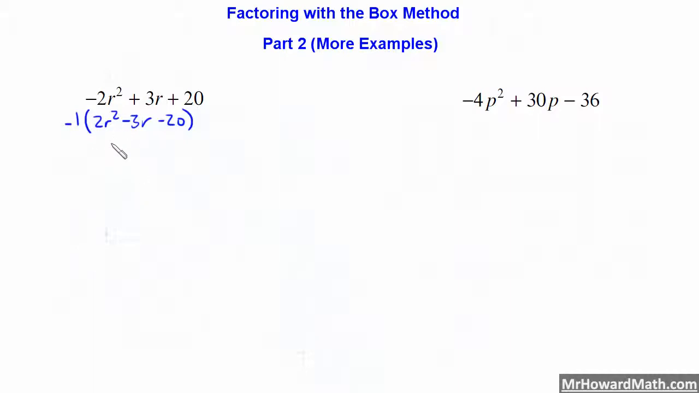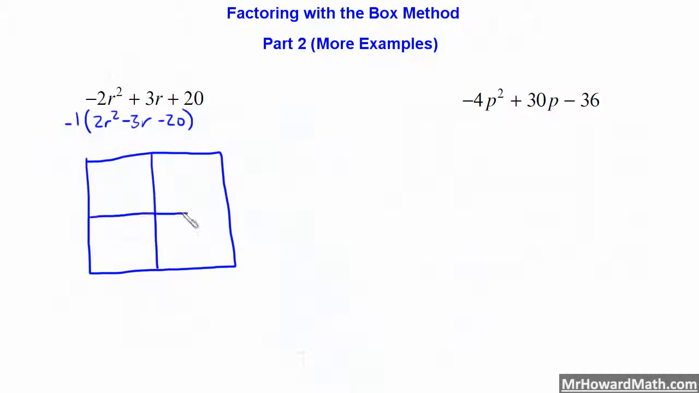Alright, so we've pulled out the -1. Now we're working with 2r squared minus 3r minus 20. So we draw our box, first step. Next step, we are going to put this term in the first box up here, the upper left box, and the last term in the lower right box.